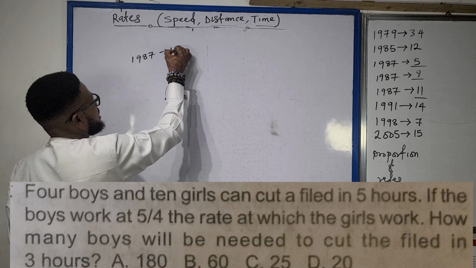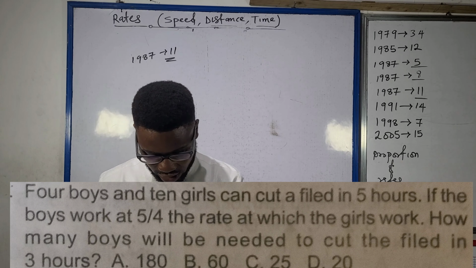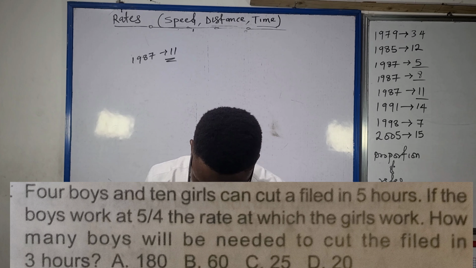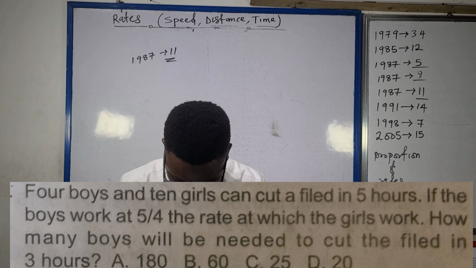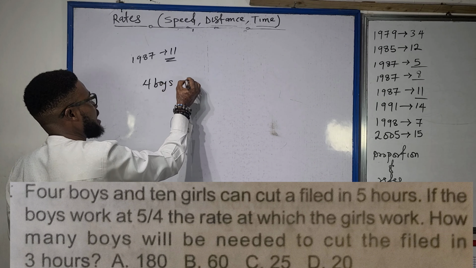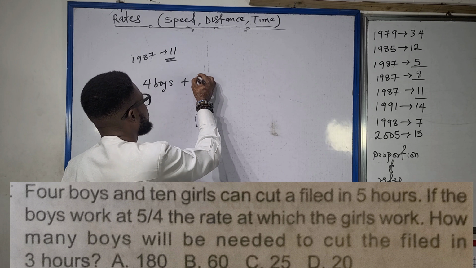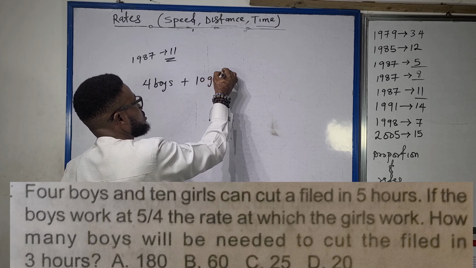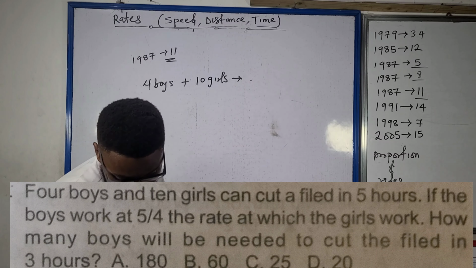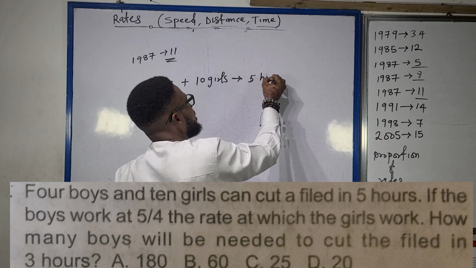Okay, still on the same year, 1987 question 11. As you can see on your screen, 4 boys and 10 girls can cut a field in 5 hours. 4 boys and 10 girls can cut a field in 5 hours.